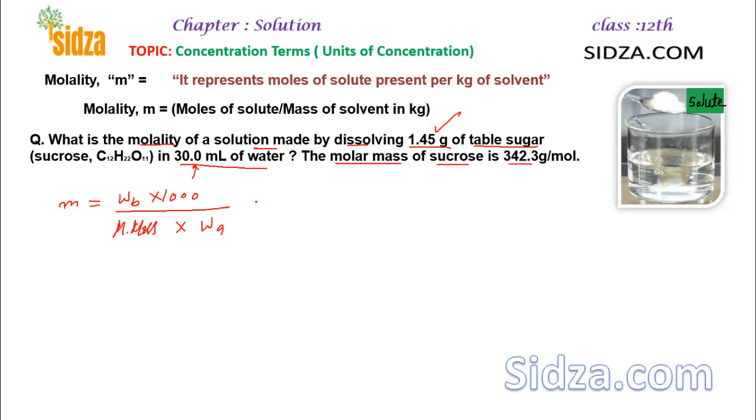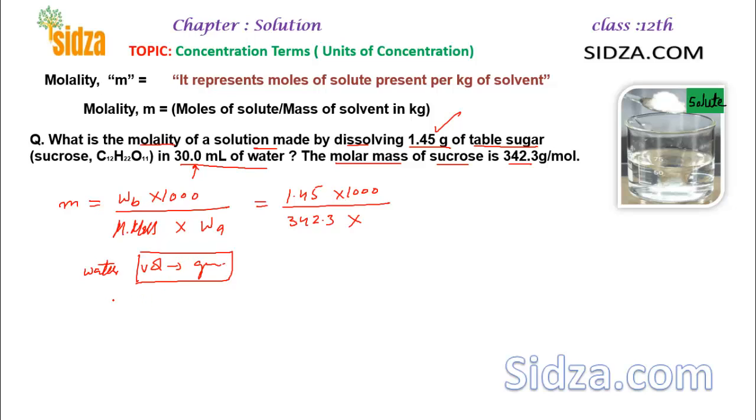So what we are given here is the weight of solute, which is 1.45 grams, times 1000, and the molar mass of sucrose here is 342.3, times the weight of solvent. Look here, the solvent is the water, and we need to change the volume into grams, correct? We have to change the volume into grams. So how do we do it?